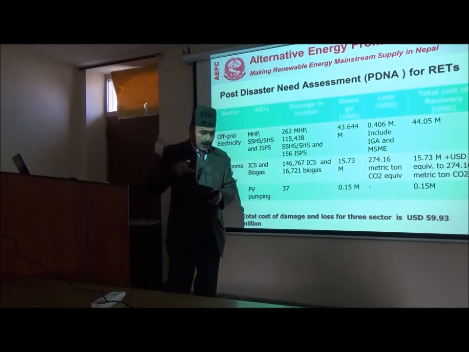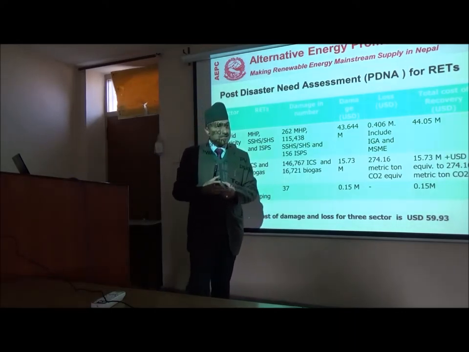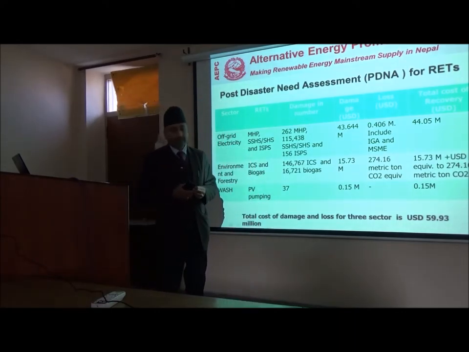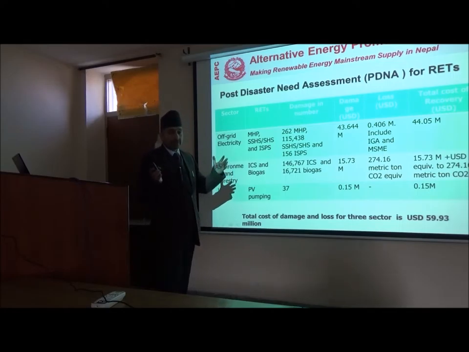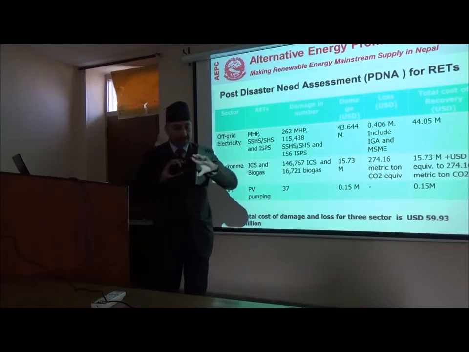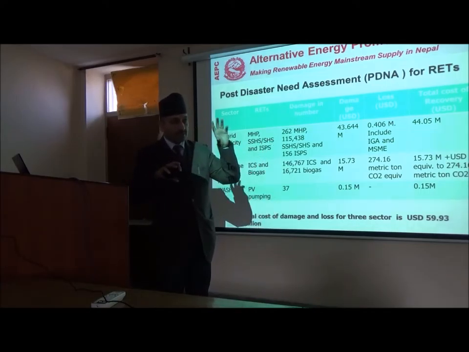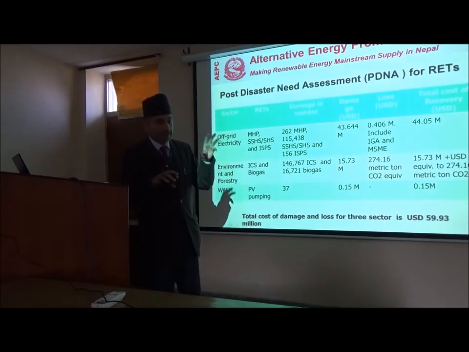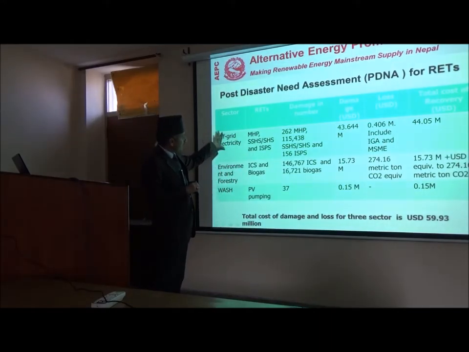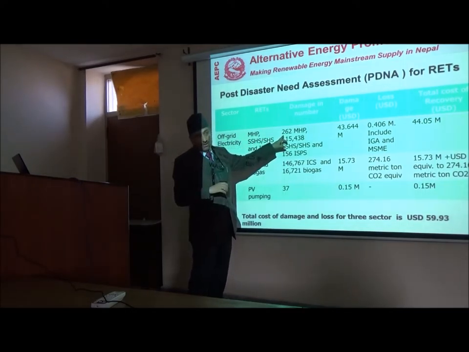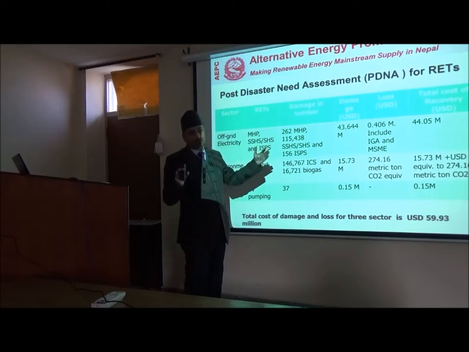One and a half years ago, in this big disaster, the earthquake damaged not only other sectors but also the renewable energy sector. Even though our interventions are all across Nepal, 14 districts were mostly affected. For off-grid electricity, we have micro hydro, solar, and institutional systems. 262 small hydro projects, micro hydro projects, were damaged.